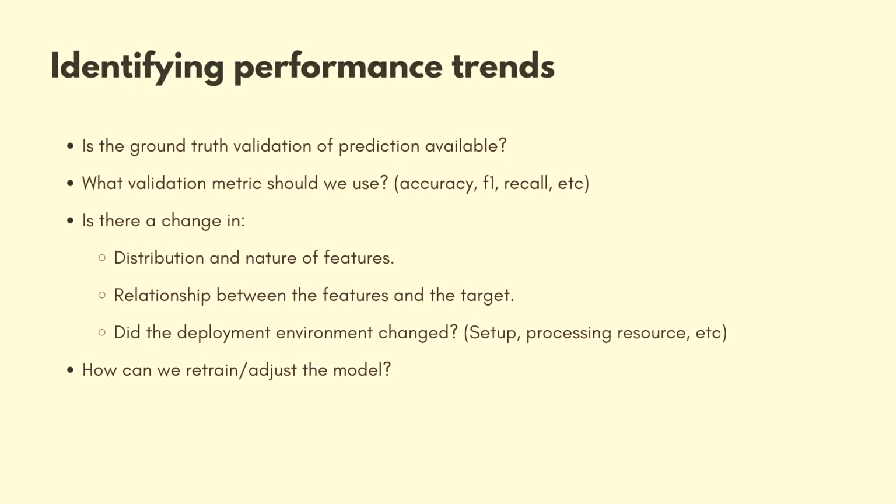Is there going to be a change in the distribution of the features? Or are there going to be changes in the relationship between the features and the target? When I deploy the application, will the deployment environment change over time? Lastly, with the data scientists I'm working with, we're always asking how do we retrain the model? How do we adjust the model? How can we make sure that the model is always performing at its best?